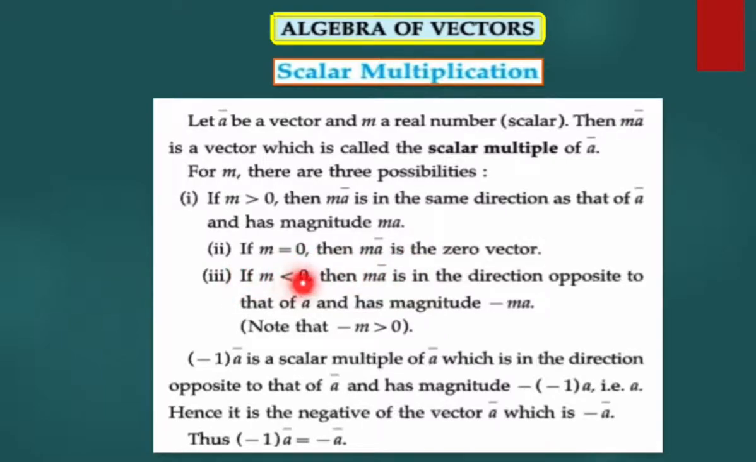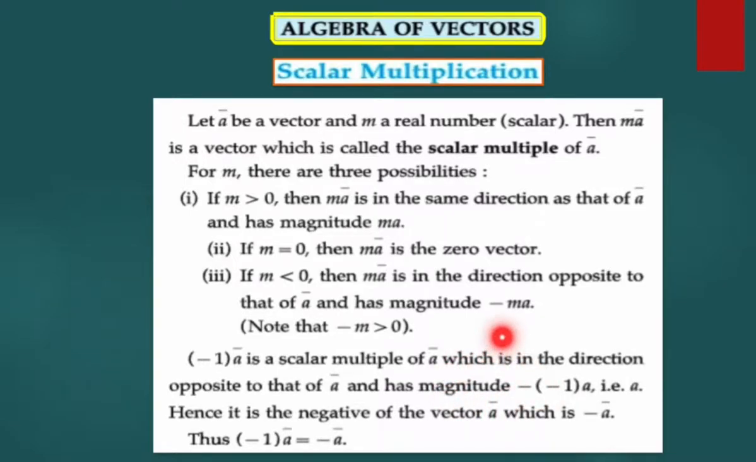If m equals 0, then m a bar is the 0 vector. That means if we multiply a 0 scalar to a given vector, the new vector is a 0 vector. If m is less than 0, then m a bar is in the direction opposite to that of a bar and has magnitude minus m a. That means the new vector is in the opposite direction to the given vector and its magnitude is minus m a.